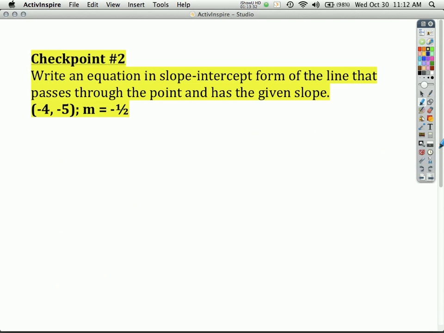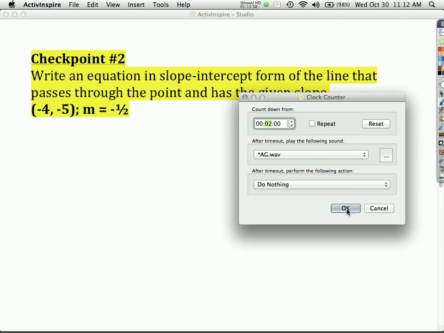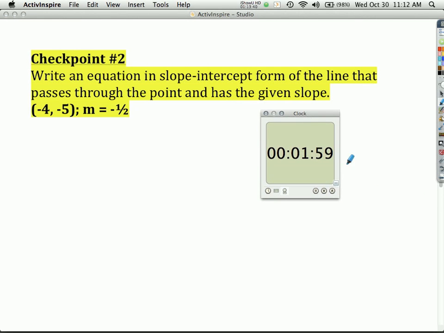Checkpoint number 2. Should be getting a little bit better at this.